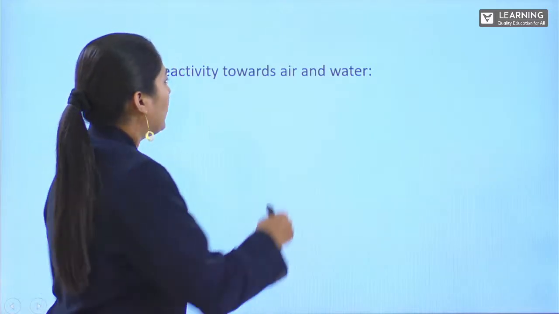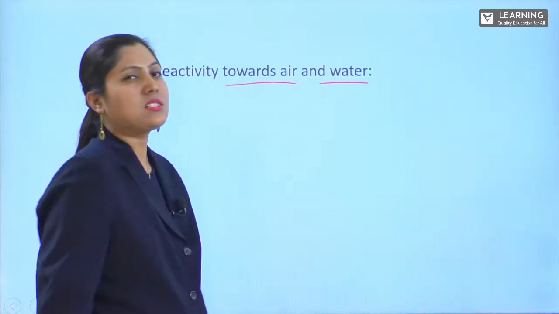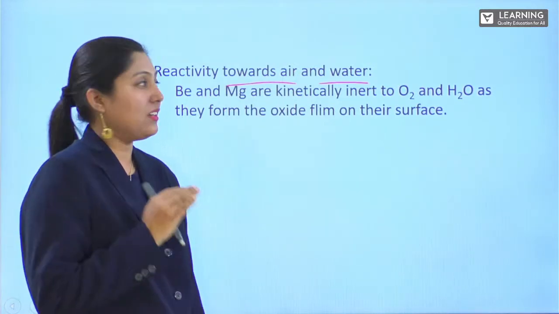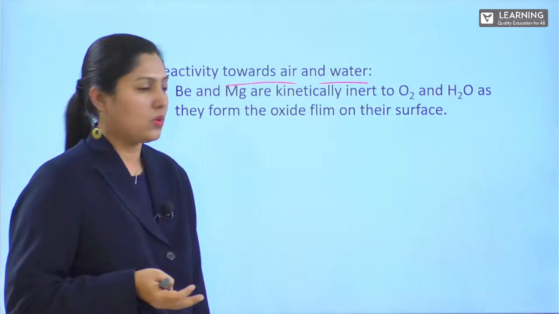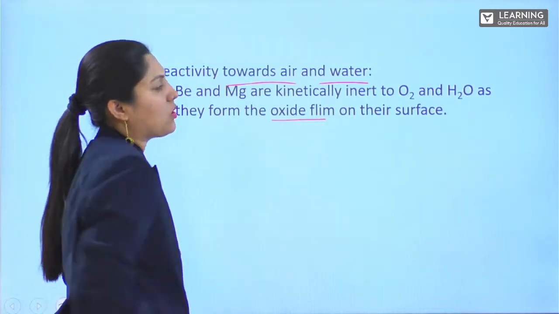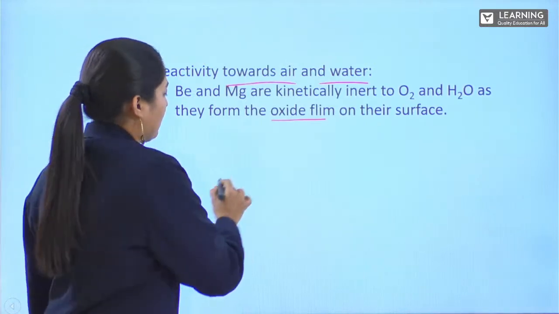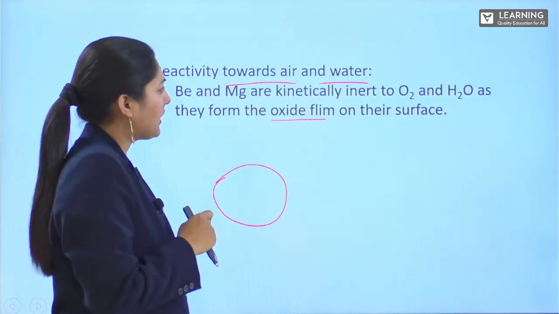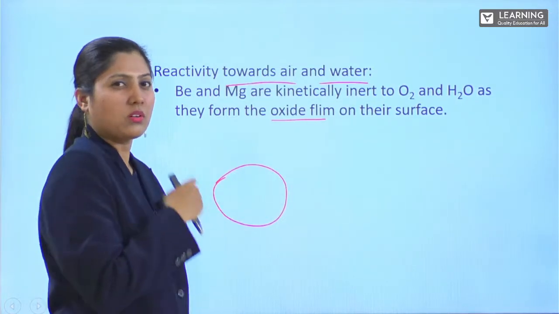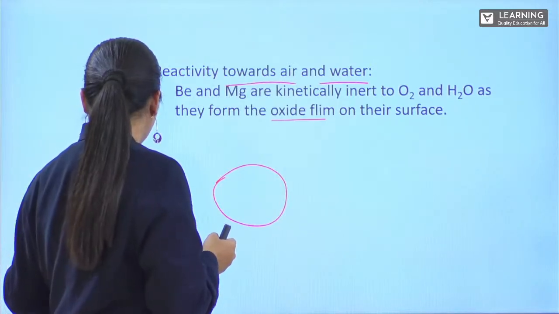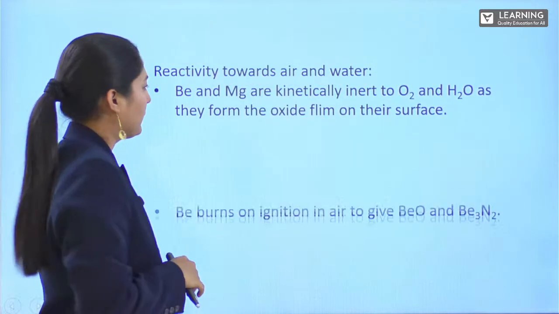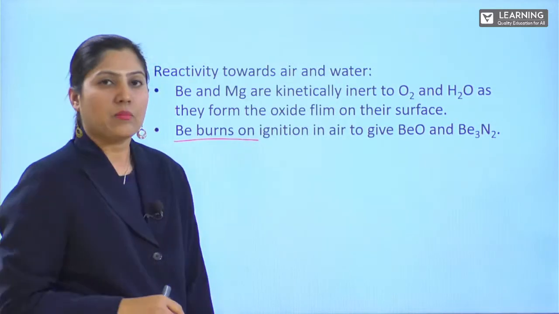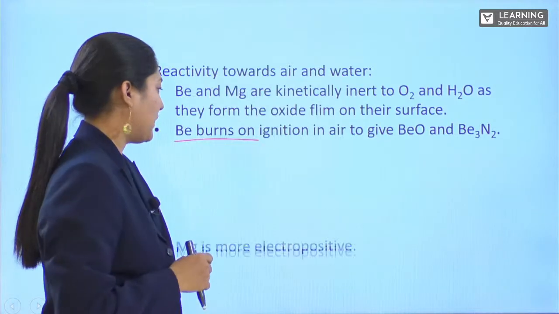So we are going ahead with reactivity towards air and water. Beryllium and magnesium are kinetically inert to oxygen and water as they form oxide films on their surface. They directly form oxides on the surface, but they are not too chemically or kinetically inert. What do you mean by kinetically inert? They are not vigorous. Beryllium burns on ignition in air to give beryllium oxide and beryllium nitride.